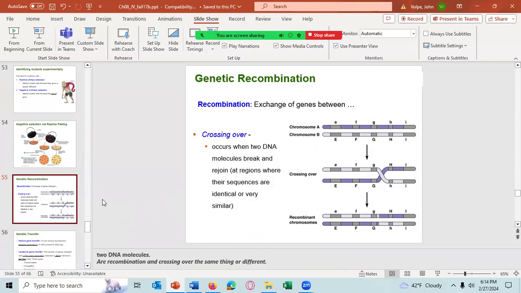Recombination is an exchange of genes between 2 DNA molecules. It can be any exchange. It could be half the chromosome. It may only be a few nucleotides. Most likely it's going to be a gene.